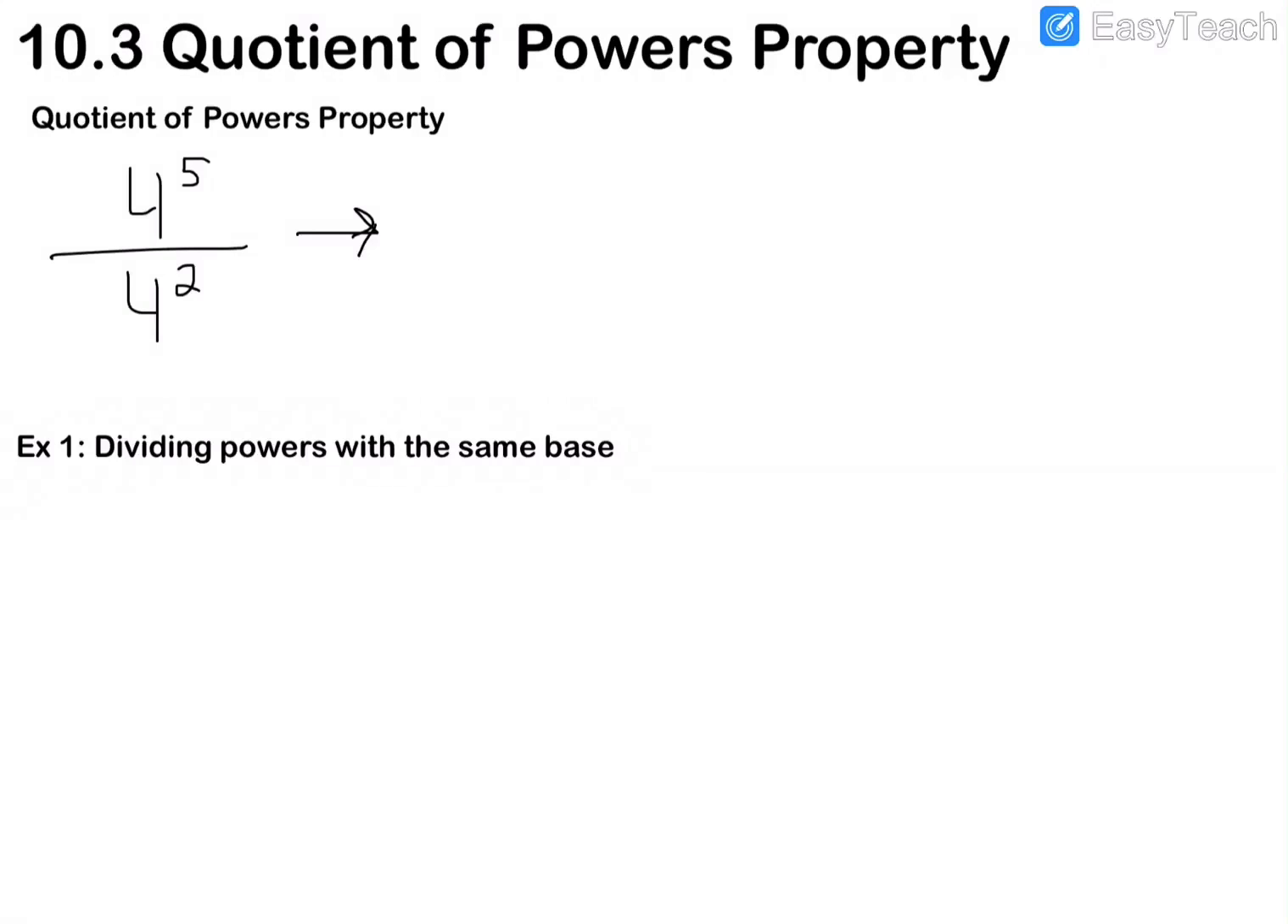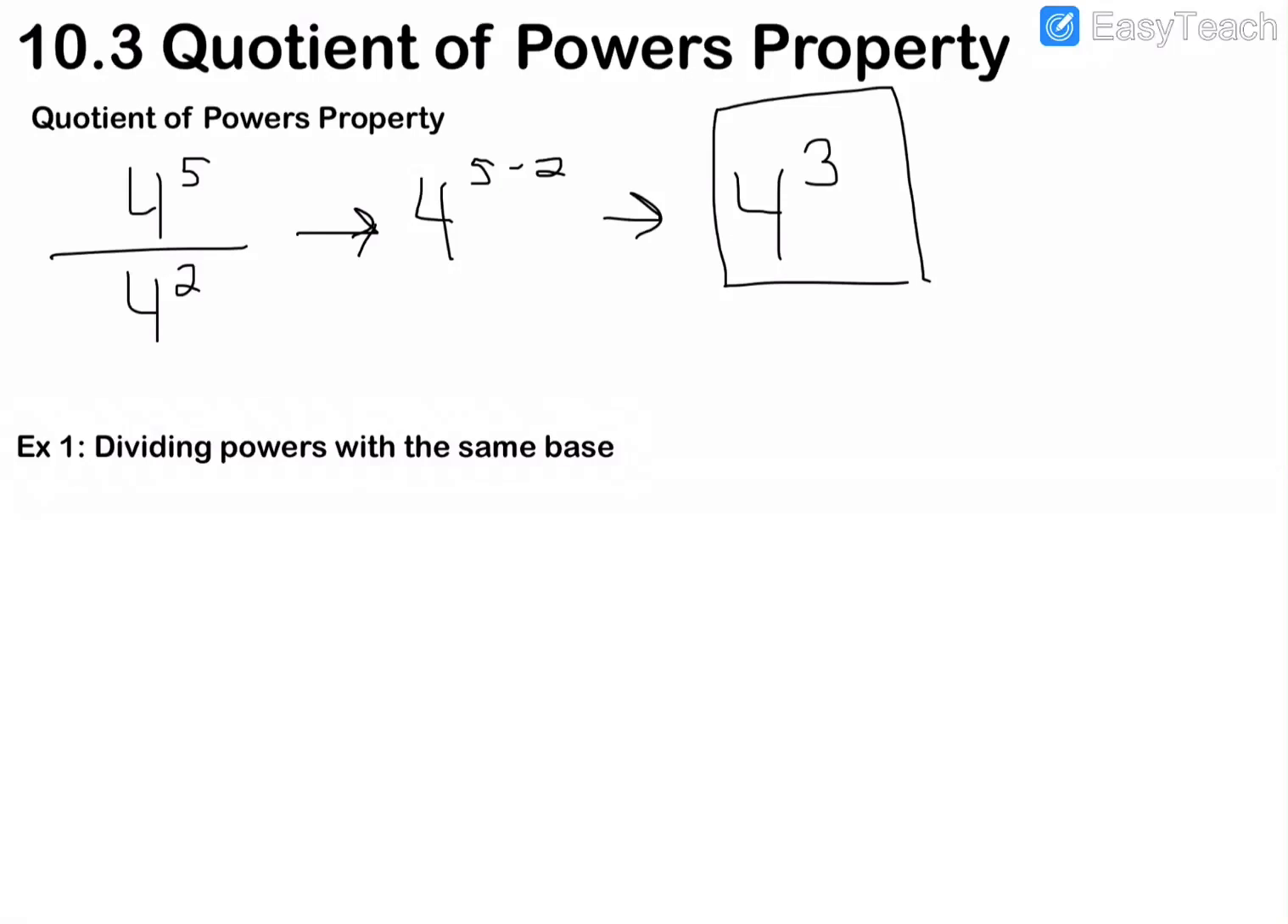4 to the 5th power divided by 4 to the 2nd power is going to be 4 to the 5 minus 2. I'm subtracting the exponents. The one that's in the numerator goes first, minus the exponent that's in the denominator. So then this turns into 4 to the 3rd power, or 4 cubed. So if they have the same base, you subtract the exponents and keep the base.